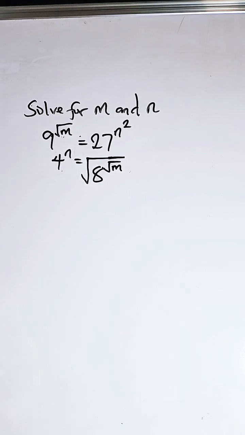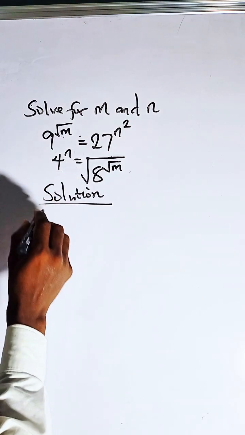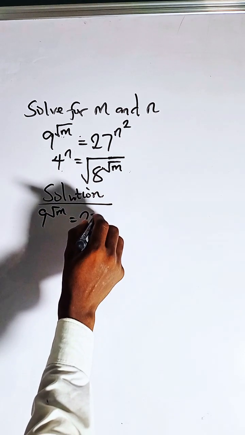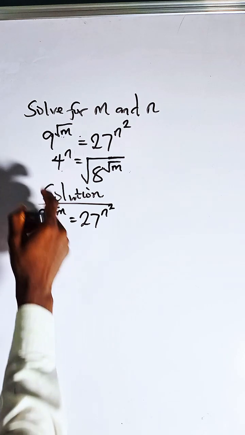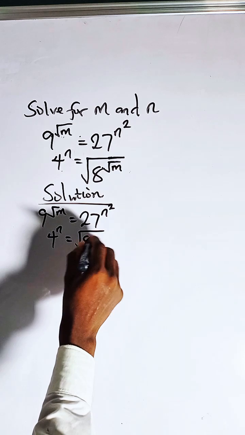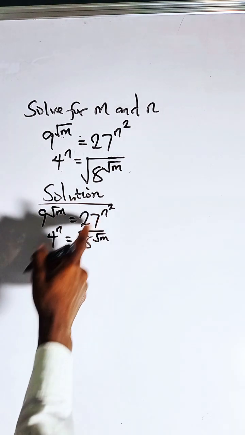The question says, for m and n in this equation, we have 9 raised to power root m equals 27 raised to power n squared, and we have 4 raised to power n equals the square root of 8 raised to power root m. So how do we do this? Solution. For 9 raised to power root m equals 27 raised to power n squared, and 4 raised to power n equals the square root of 8 raised to power root m, we have to determine the value of m and n.